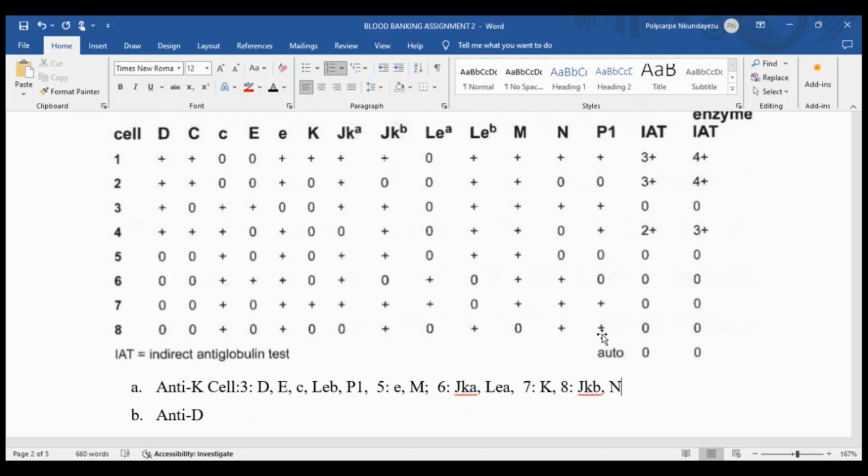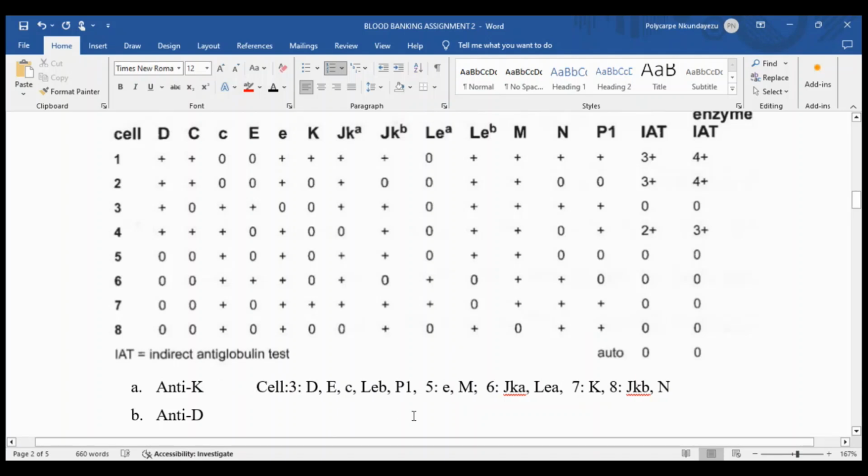Which ones can we include? Capital C. Only small c is out. Capital E is out, yes. Small e is out. Capital K is out. JKA is out. JKB is out. Lewis A is out. Lewis B is out. M is out. N is out. P1 is out. So we are remaining with capital C only, isn't it?